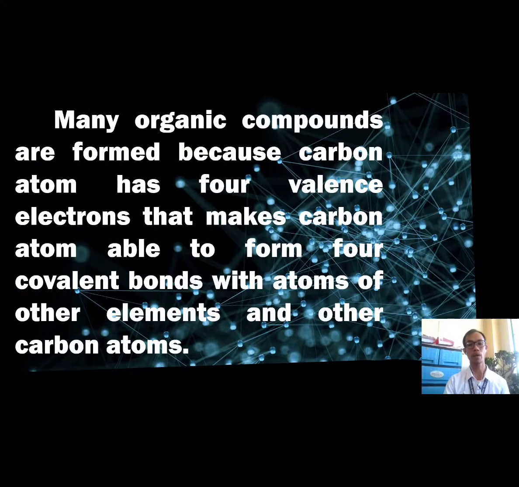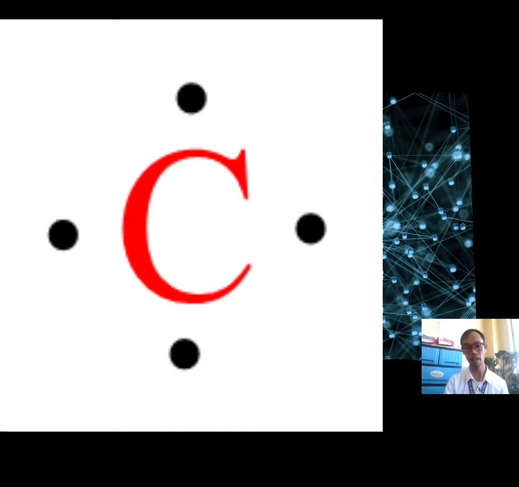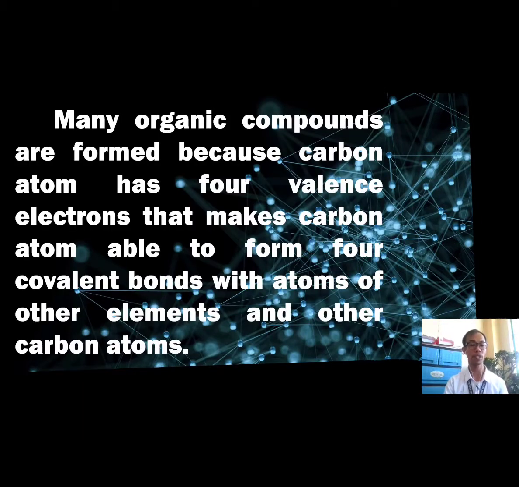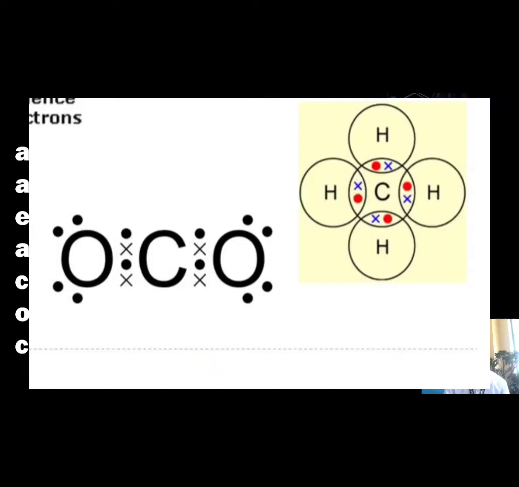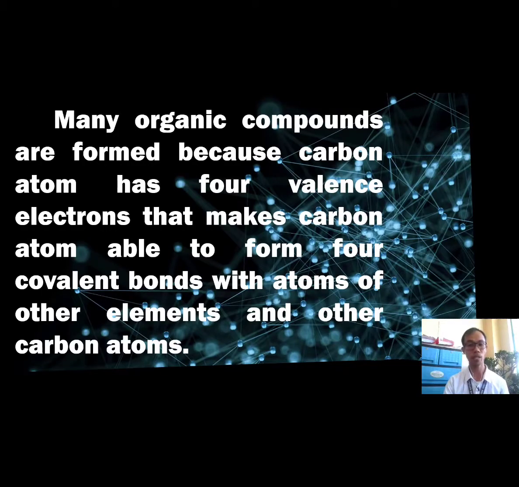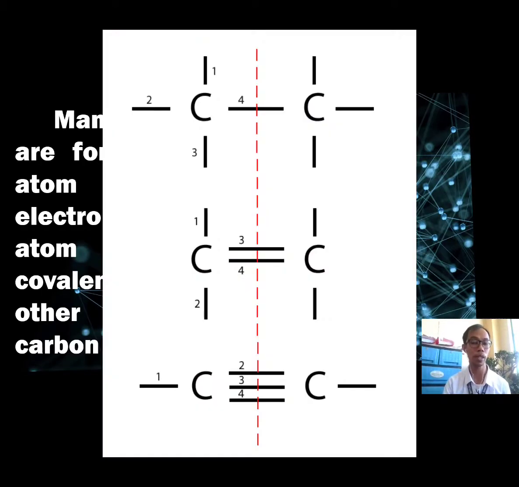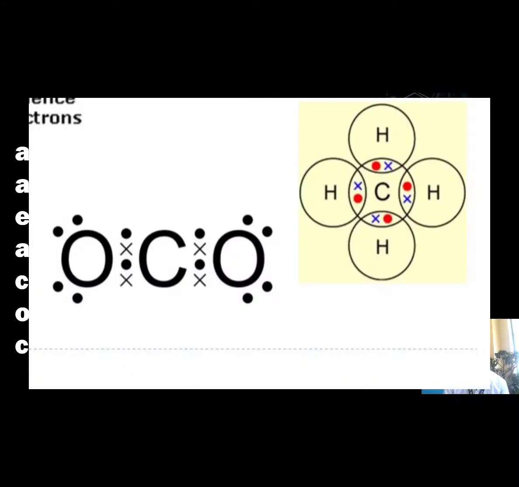Many organic compounds are formed because carbon atom has 4 valence electrons. Valence electrons pertain to the outermost electrons of carbon. That makes carbon atom unique and able to form 4 covalent bonds with other elements and other carbon atoms. Meaning to say, carbon atoms can combine with carbon atoms, and carbon atoms can combine with other elements.